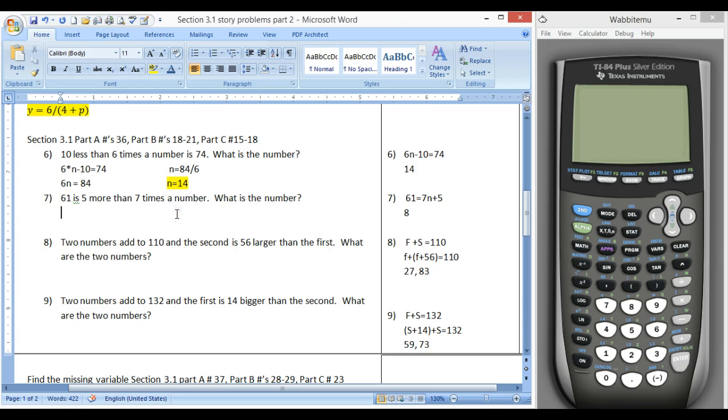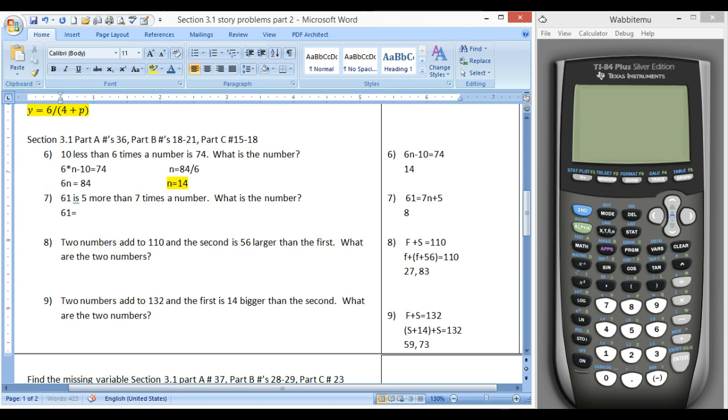Let's go ahead and try and translate this next one. 61 is. So I'm going to stop right there. I am going to write 61. Translating from English to a math symbol, is means equals. 5 more than. Just like in problem 6, when we see less than, more than also reverses.